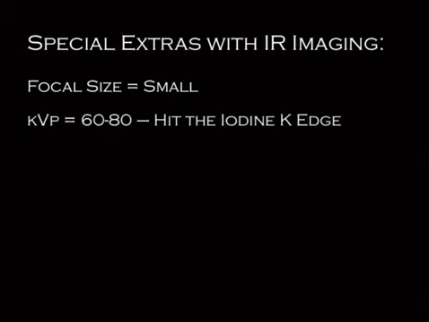Now, the other thing is that it's really important to have that kVp set between 60 and 80 because you want to nail that K edge and really maximize your contrast. A higher kVp is going to lose that iodine contrast.